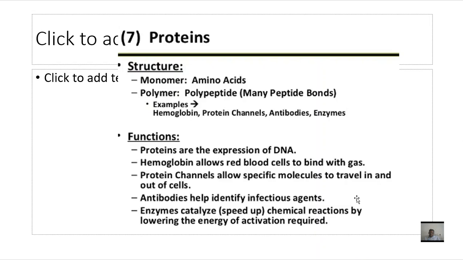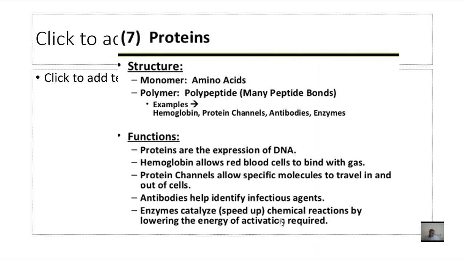Next is the next biomolecule, protein. The structure: the monomer is the amino acid, and the polymer is the polypeptide, which is many peptide bonds combined with each other. Examples are hemoglobin, protein channels, antibodies, and enzymes. These are all proteins. What are the functions of the proteins? Proteins are the expression of DNA.